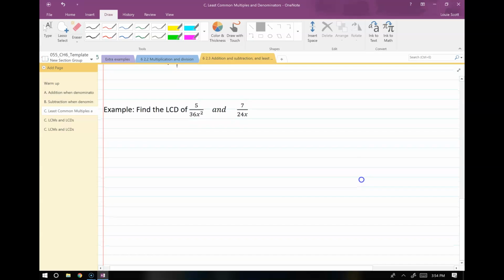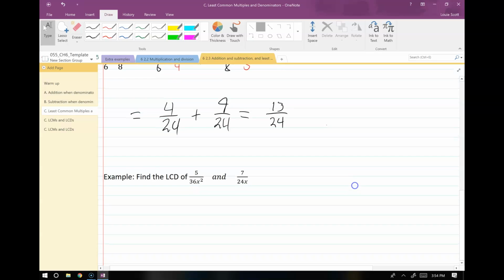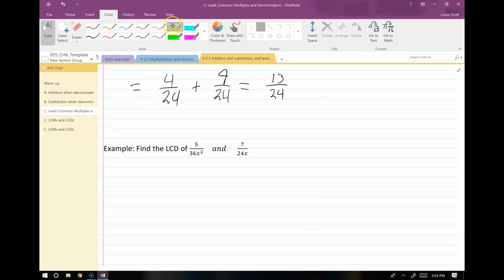So suppose I was asked to find the LCD of these two fractions, and somebody's saying, hey, add these things together. I list the denominators on the side. So I have 36x squared and then 24x.